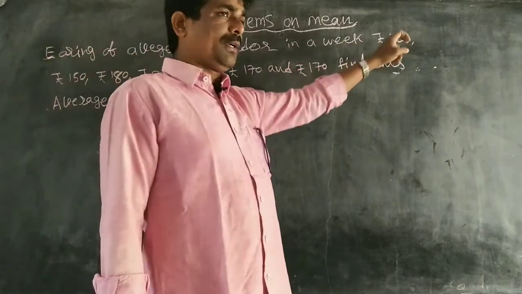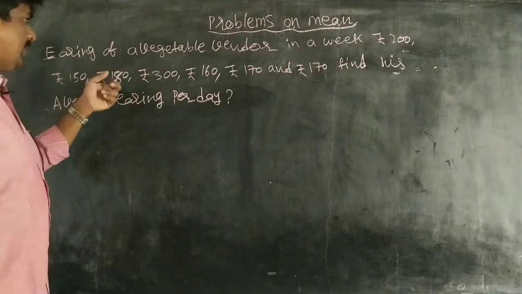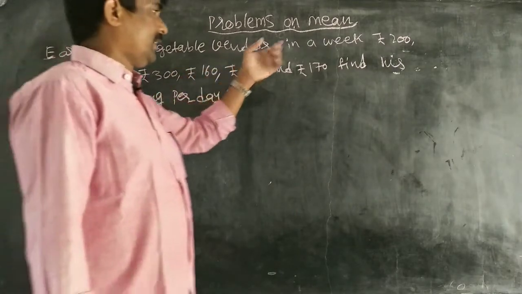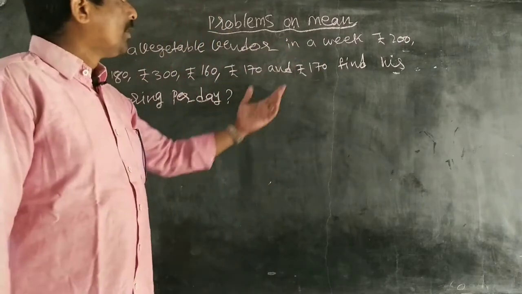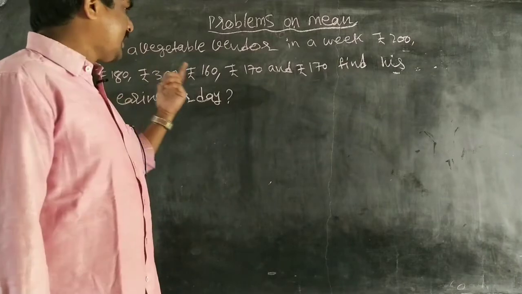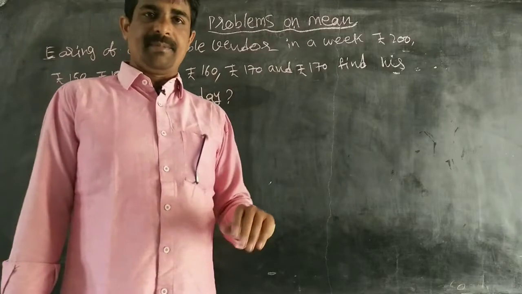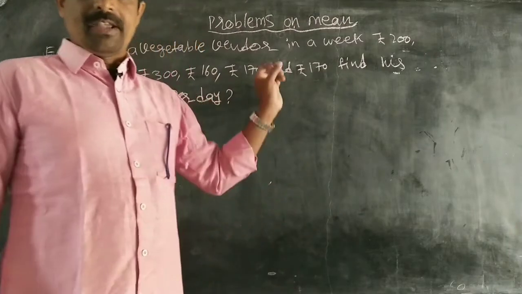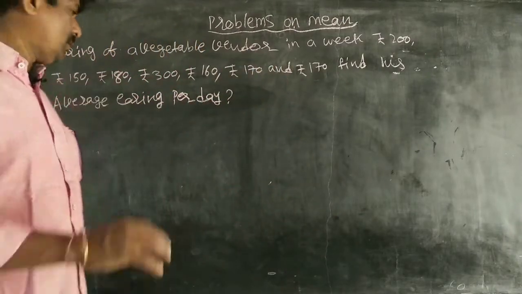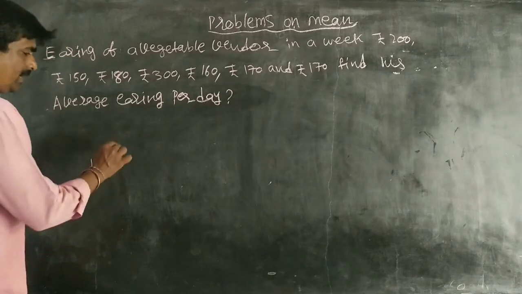So one day he sold 200 rupees, another day 150, 180, 300, 160, 170 and 170. Find his average earning per day. Average, mean, or arithmetic mean are all the same, for ungrouped data only. Observe, what is the mean or average?